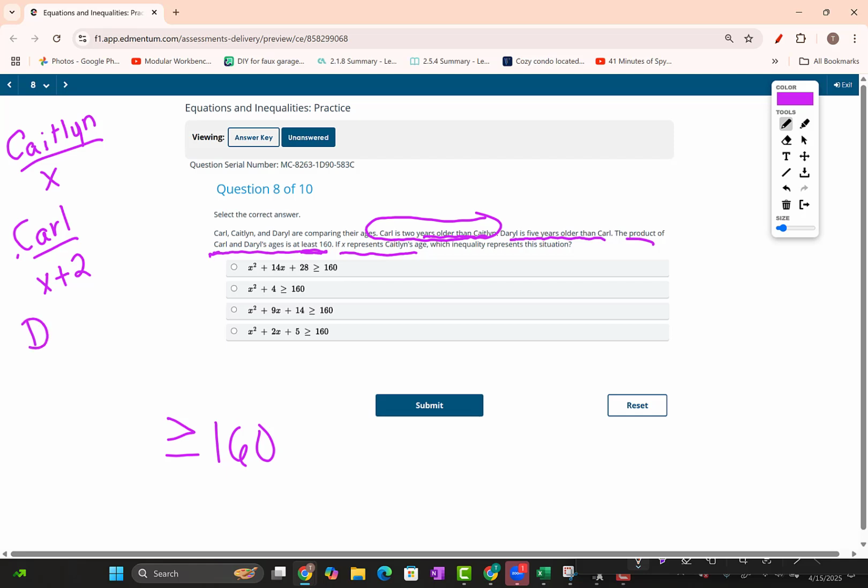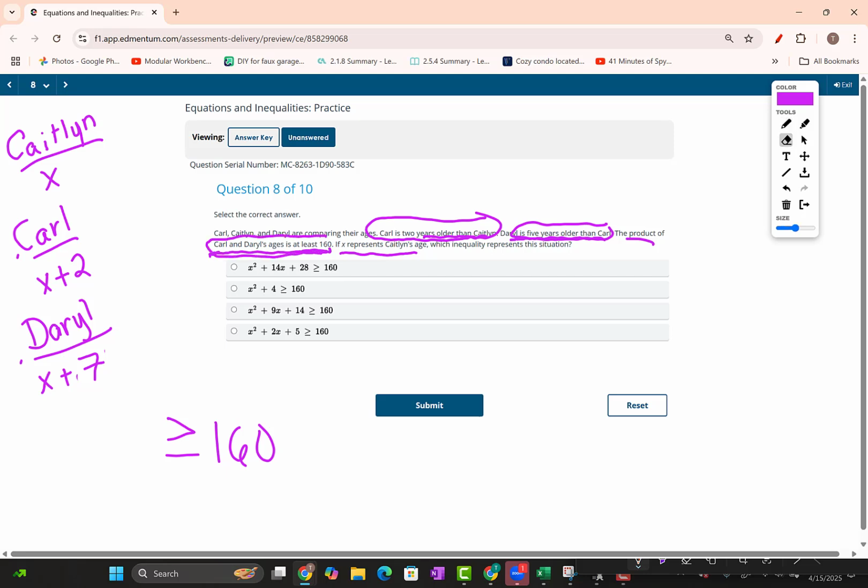And then finally, Daryl is 5 years older than Carl. So that means we're adding 5 to Carl's age. So it's X plus 2 plus 5. Or in other words, it's X plus 7. Now we got to be careful here because ultimately the inequality is coming from this part.